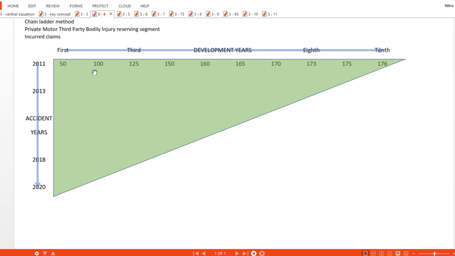Obviously, getting all this data in this format requires a lot of calculations, so we'll be using a database tool to get our data into the right shape. And we can then roll this out across the whole triangle as follows.